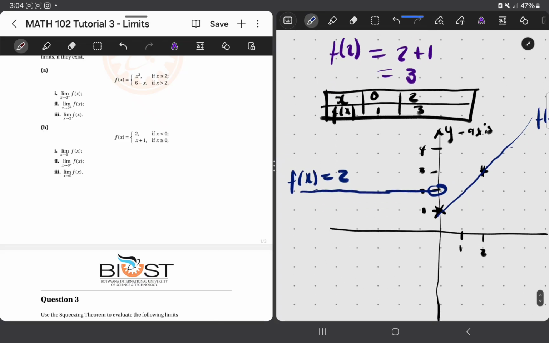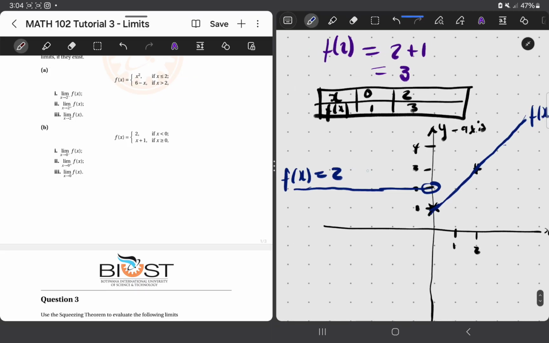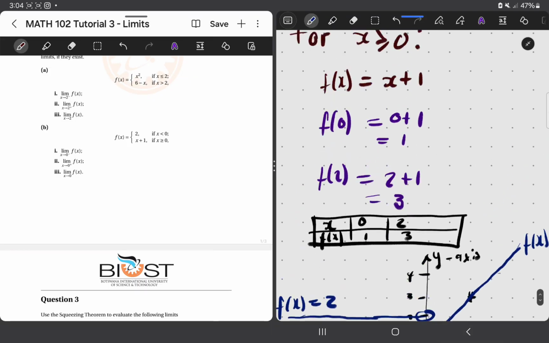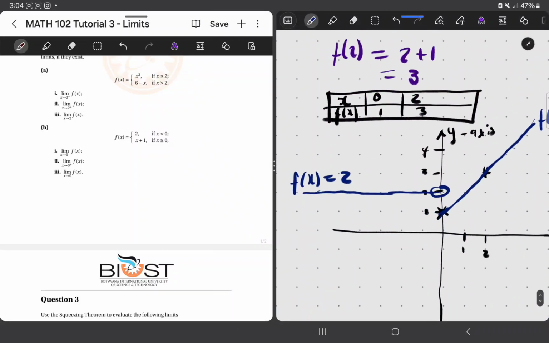And now we have done this. This is f of x equal to 2. The reason I didn't include this point is because it's not there. This graph is only for x greater than 0. If you see here, f of x equal to 2 is only for x less than 0. So when x is less than 0, your f of x, which is y, will be just 2. So this should never arrive at x equal to 0.